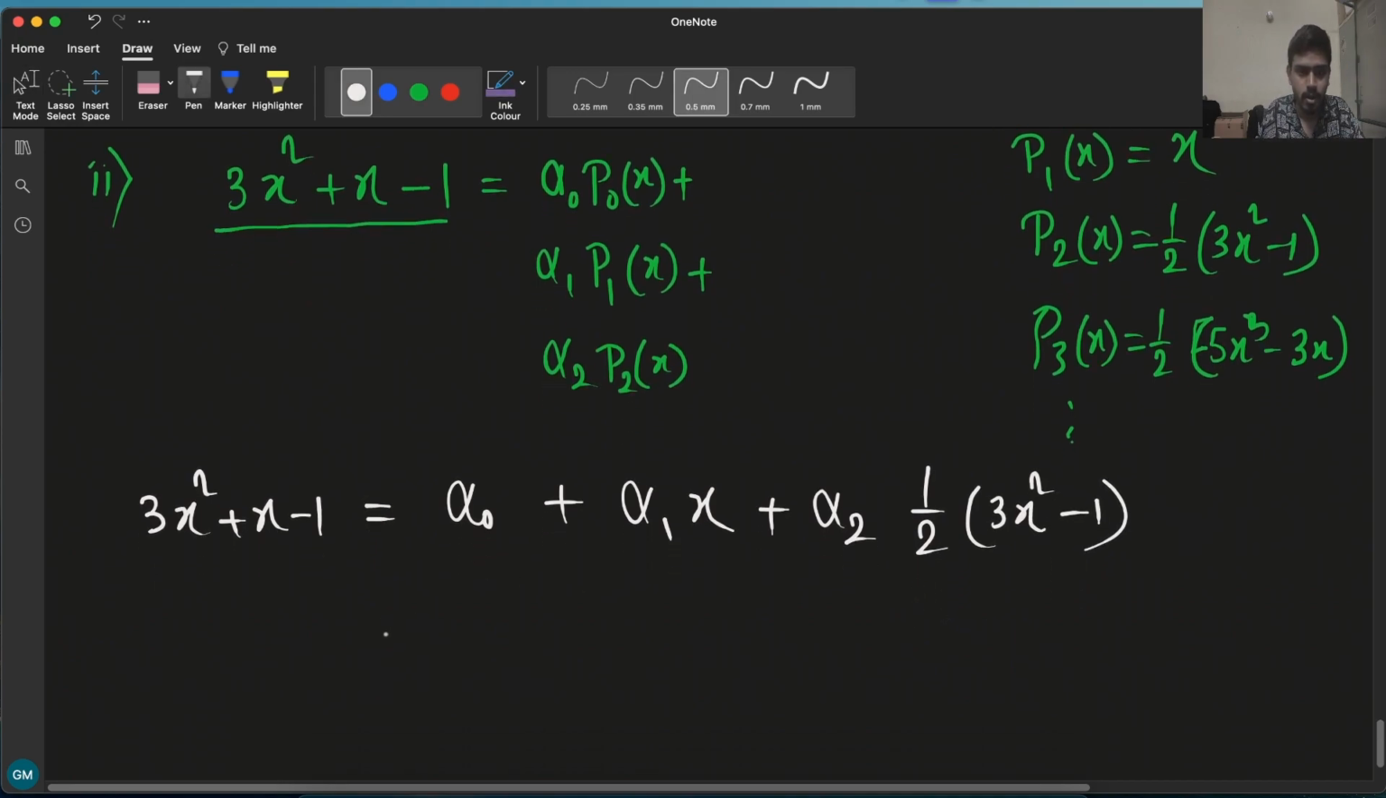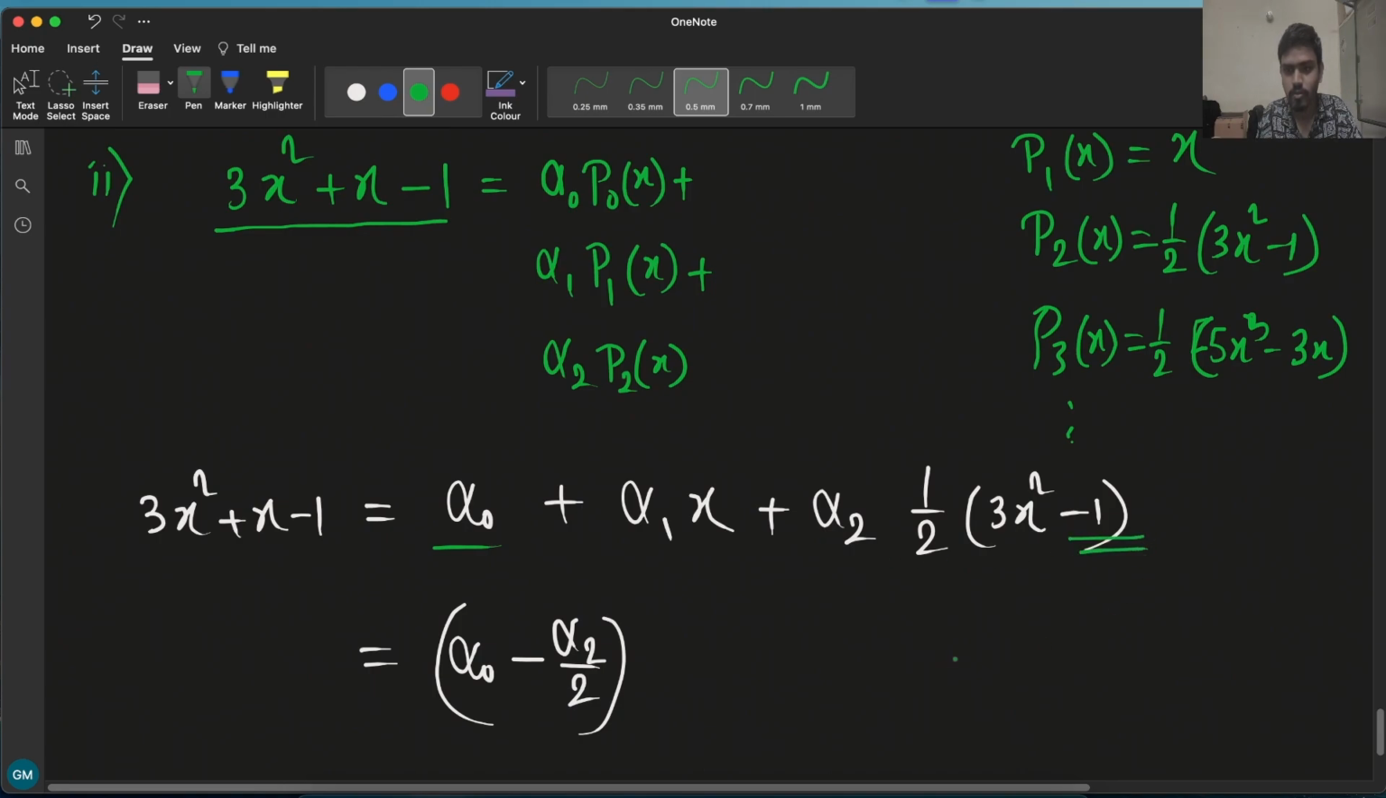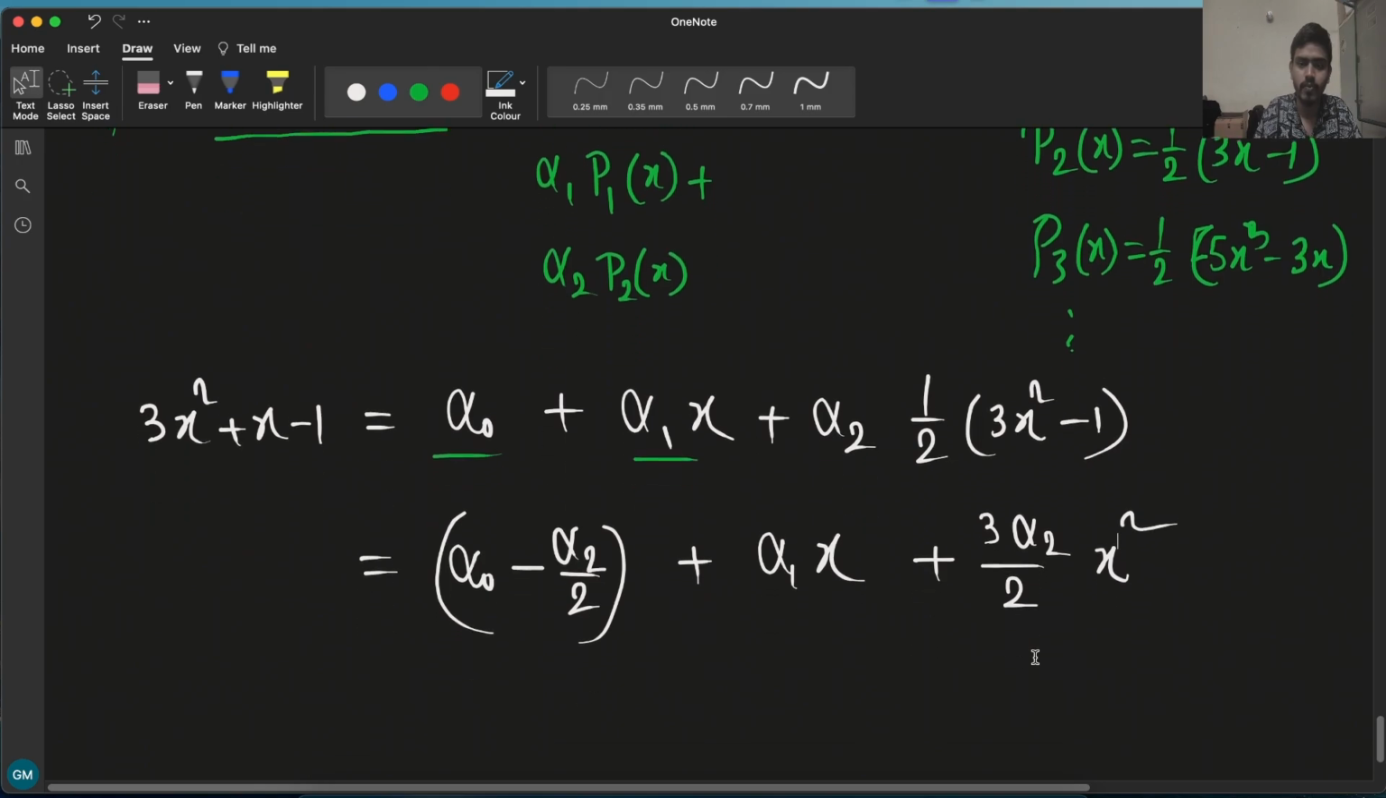which is equal to, so now I will put together the constant terms, which is alpha 0 minus alpha 2 by 2. So one constant term is this alpha 0, another one should come from this minus 1. Then I will write the terms which are linear in x, that is alpha 1 x. There is only one such term here. And then the terms which are quadratic in x, that is 3 alpha 2 by 2 times x².